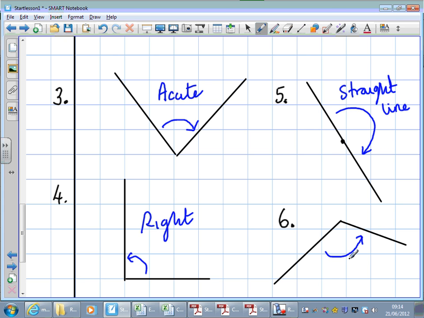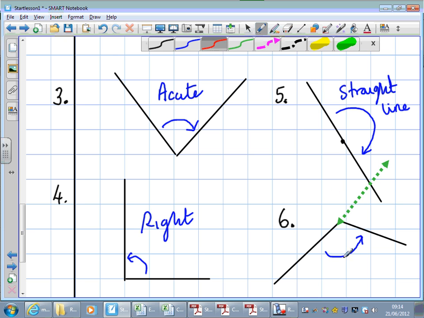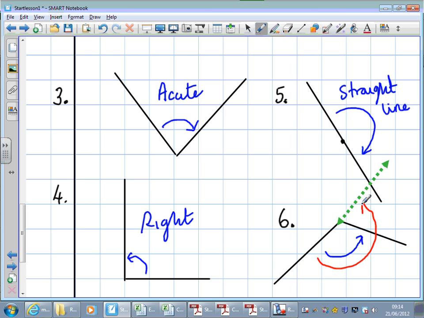And finally, Tommy, what have you got for angle 6? No, it's not a reflex angle, you silly boy. Reflex is greater than 180 degrees. 180 degrees, that's how you should be thinking, would be this angle here. Actually it has to be greater than that. That would be a straight line. So it's less than a straight line, my mistake.